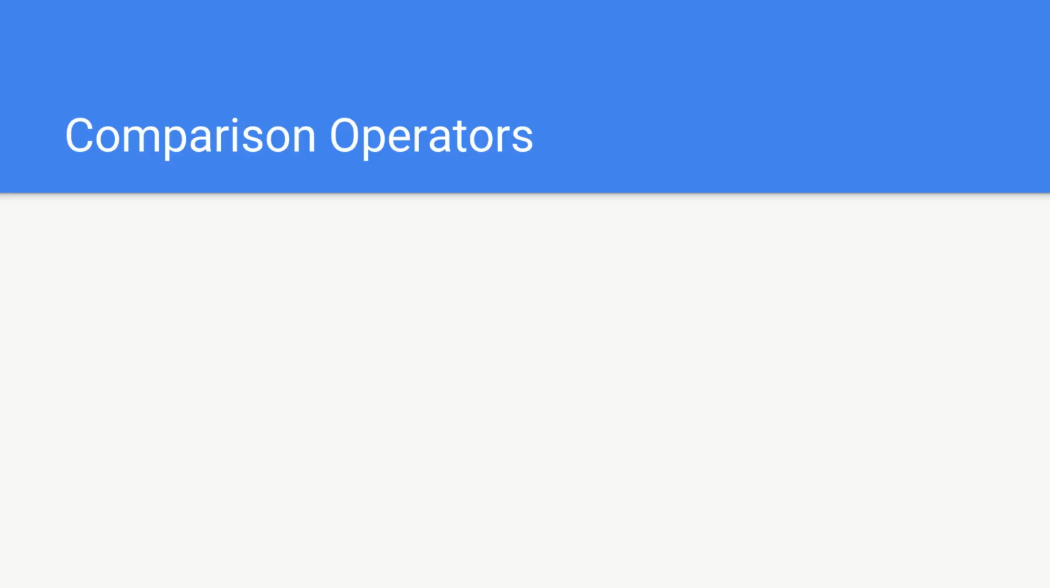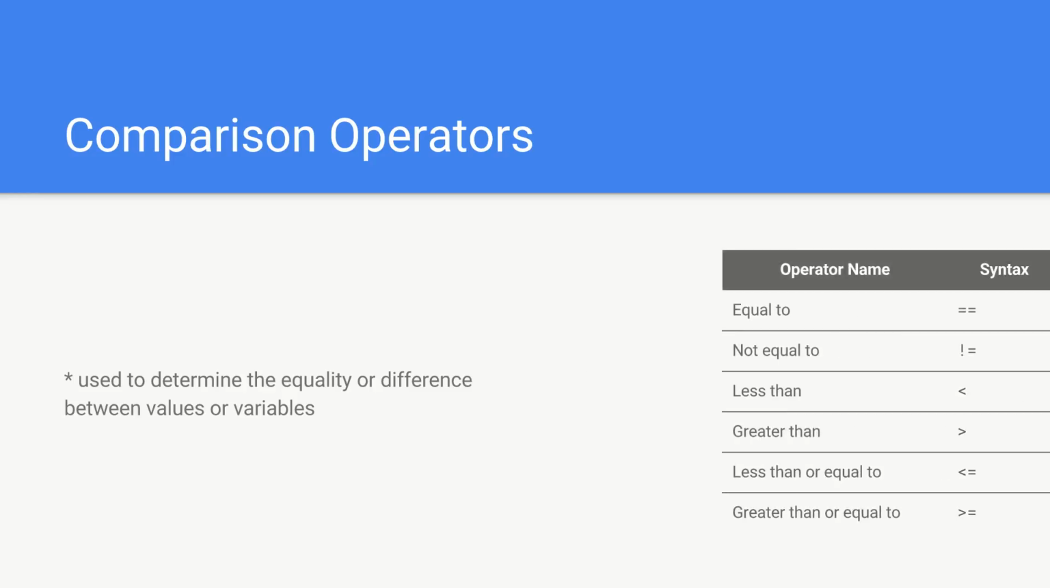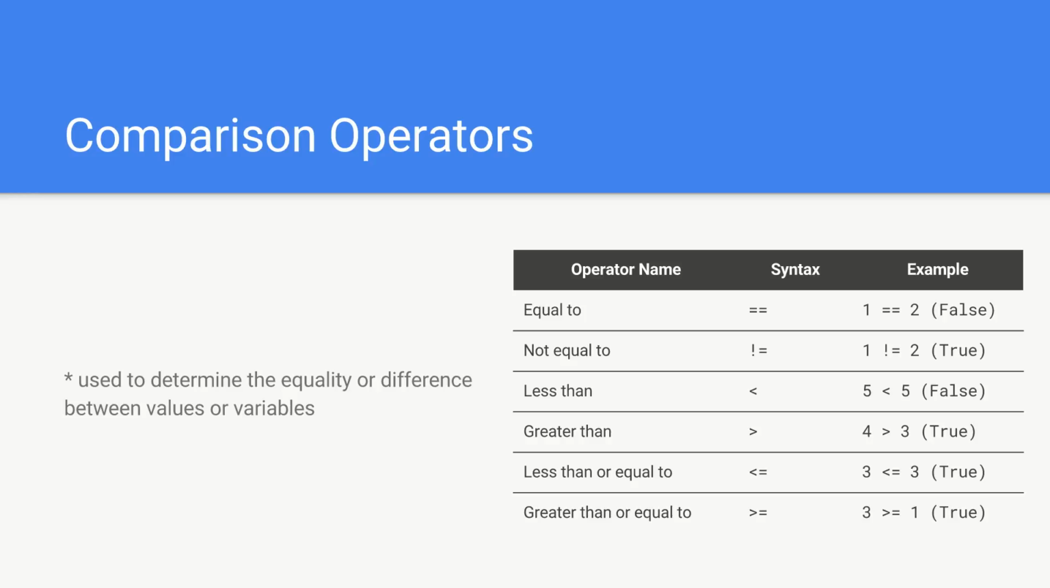So before we can cover the if statement, we have to go over comparison operators. Comparison operators are essential for making decisions as they allow us to come to a conclusion as to whether we should do something or not. They do this by determining the equality or difference between values or variables. They basically allow us to compare values with each other so that we can come to a conclusion. So here are some of the comparison operators available in C++.